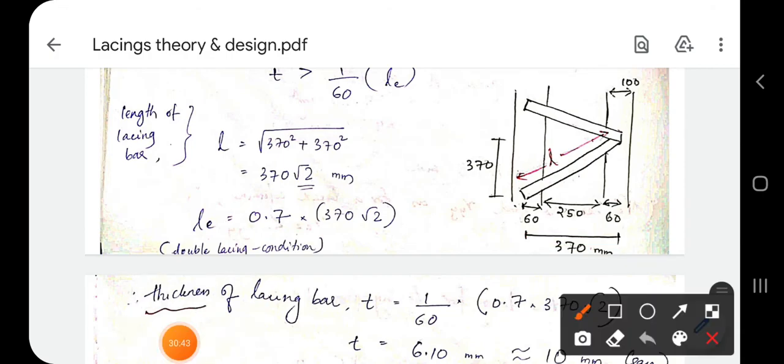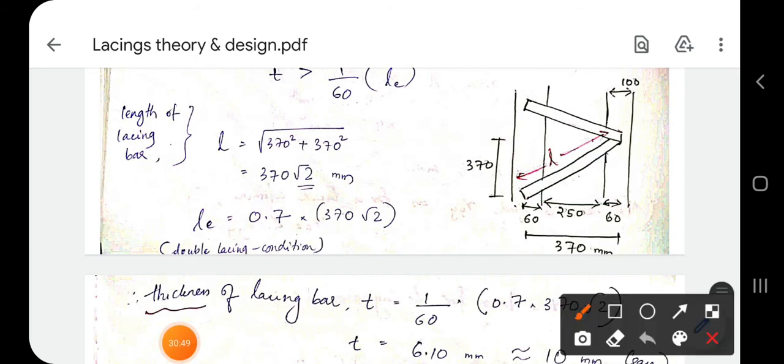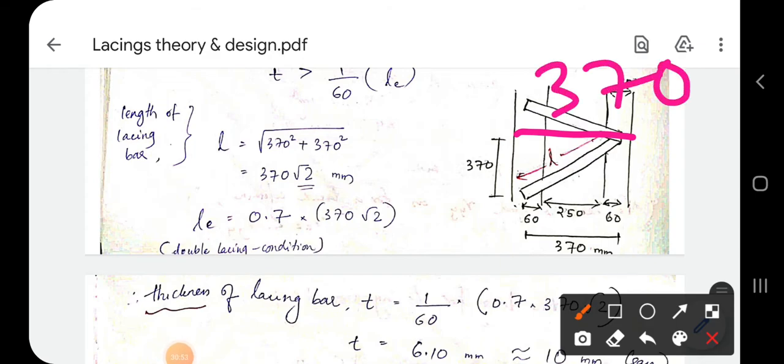And since it is inclined at 45 degrees, this distance, the horizontal distance, is 370. Since it is inclined at 45 degrees, this side will also be 370.